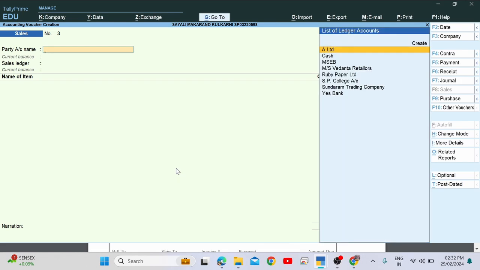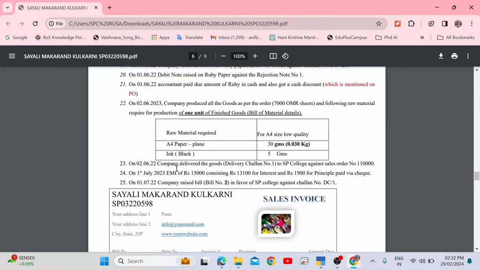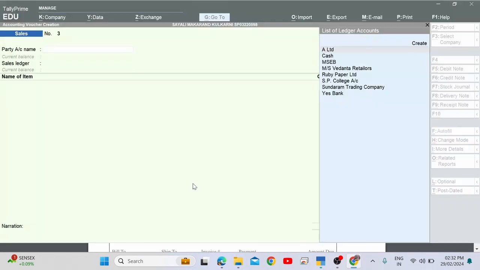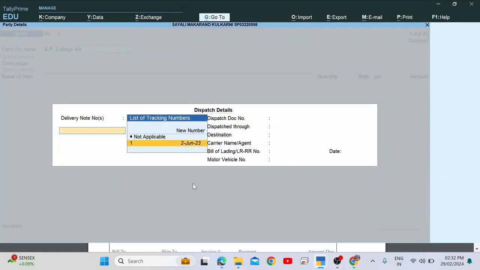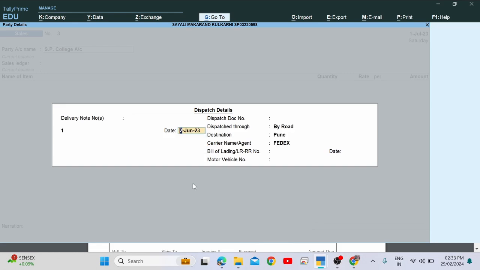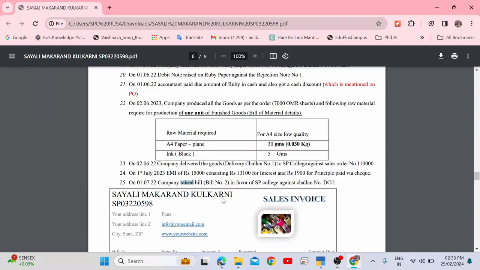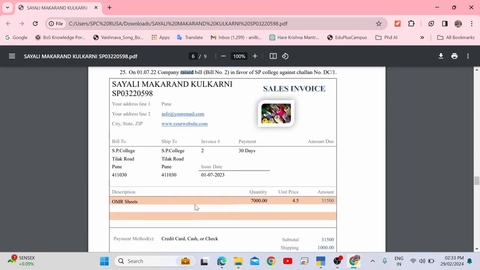Therefore our background is ready. Date and voucher type both are there correctly. Now in this we will raise the bill against the DC1. The bill will go against DC1. To whom will it go? To SP college, SP college. And then select here DC1, delivery note number 1. And then here, anything other than the bill is given? Yes, full bill you have, correct.